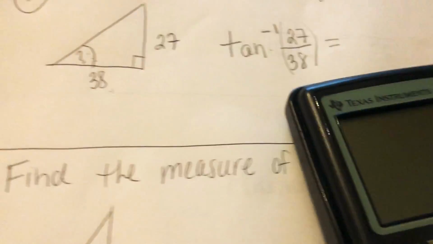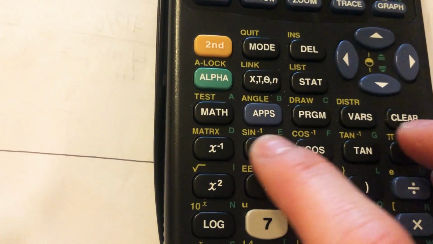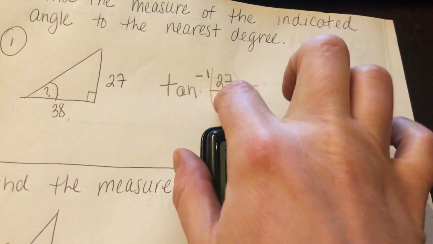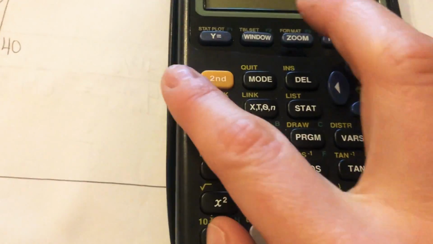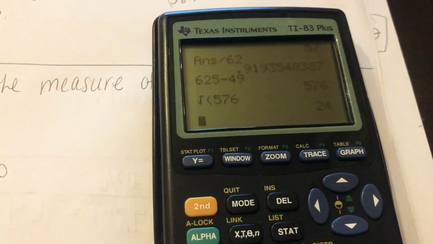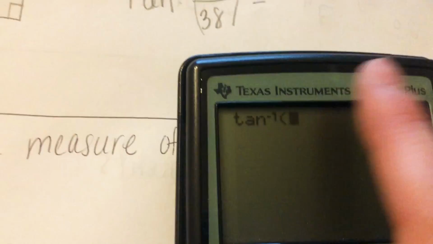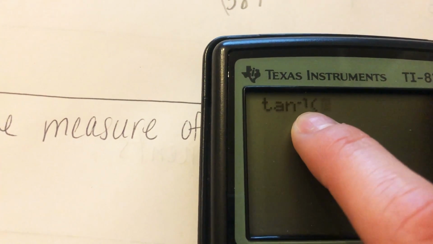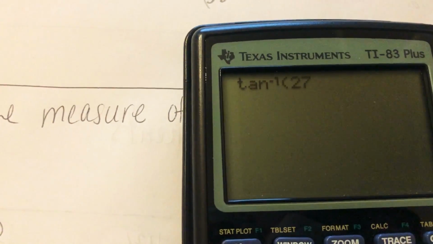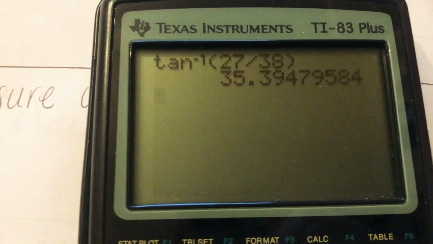So now let me show you the calculator. You will see right above the sine, cosine, and tangent buttons are the inverses. Do you see that? The sine inverse, cosine inverse, tangent inverse. So right now I want to put this in my calculator. I'm going to press the second button and then press tangent, and you'll see the little inverse pop up, okay? And then I'm going to put 27 over 38. So 27 divided by 38, and enter, and there you have it.